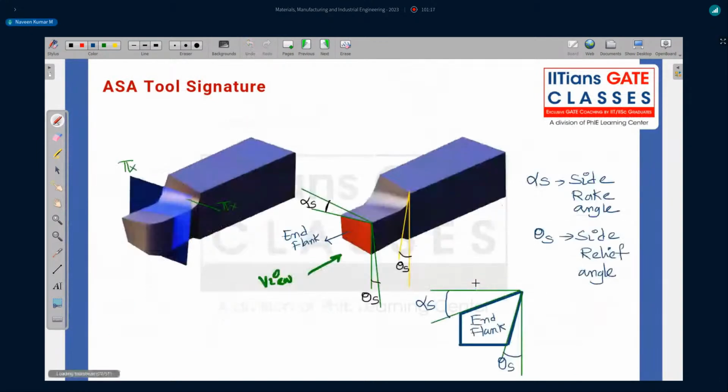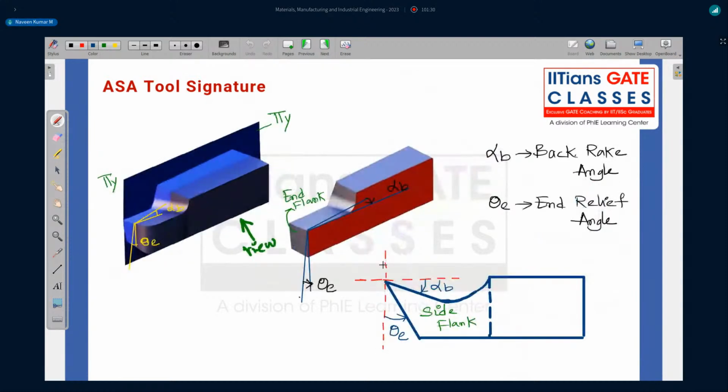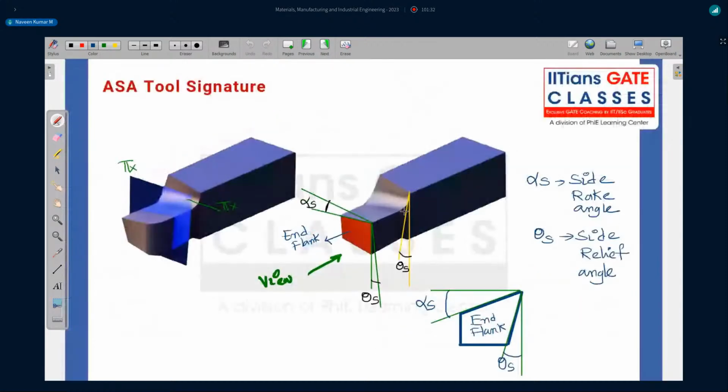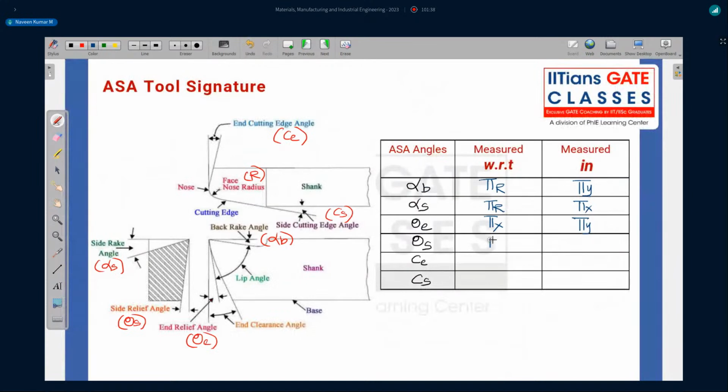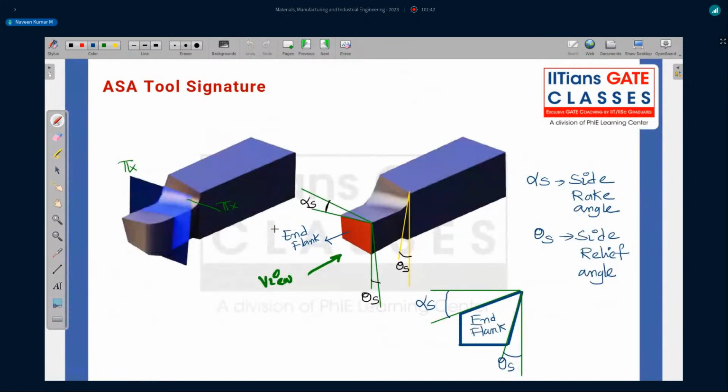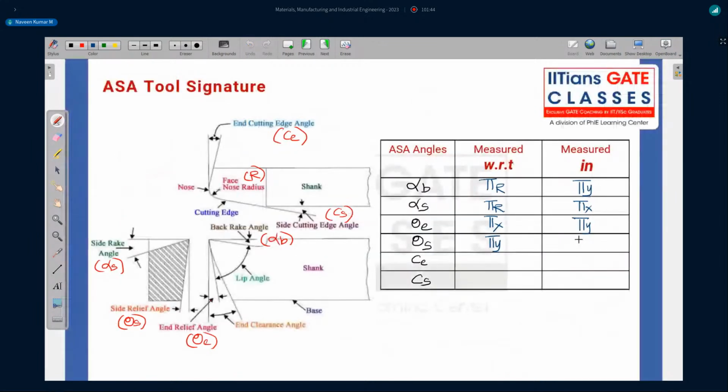Theta S, again, you see, this is your pi y. We are cutting with pi y plane. Theta E is x plane cutting. This is y plane cutting like this. Okay. So theta S is pi y plane cutting, and it is coming in which plane? It is coming in x plane. This is x plane.